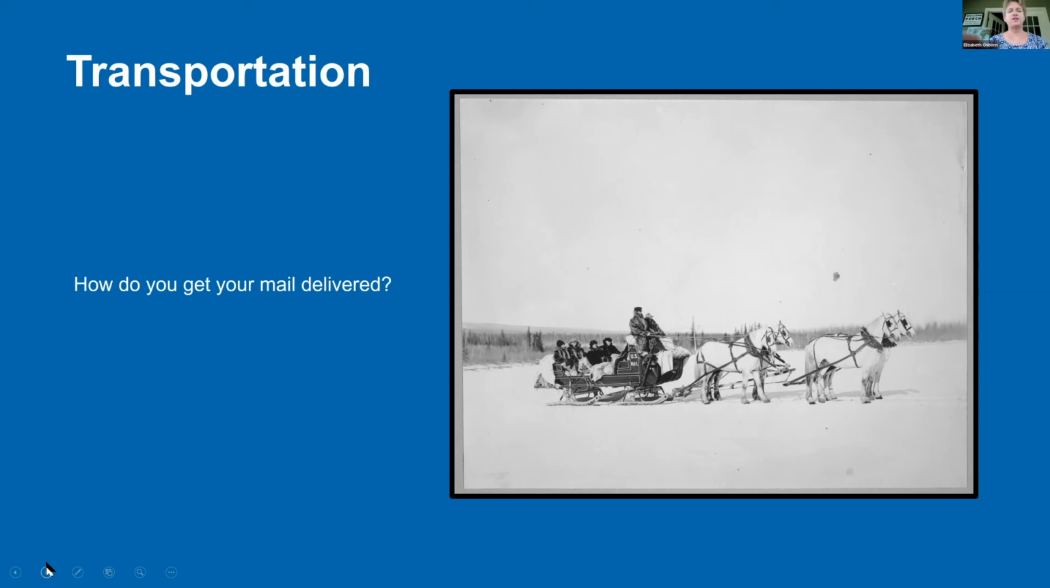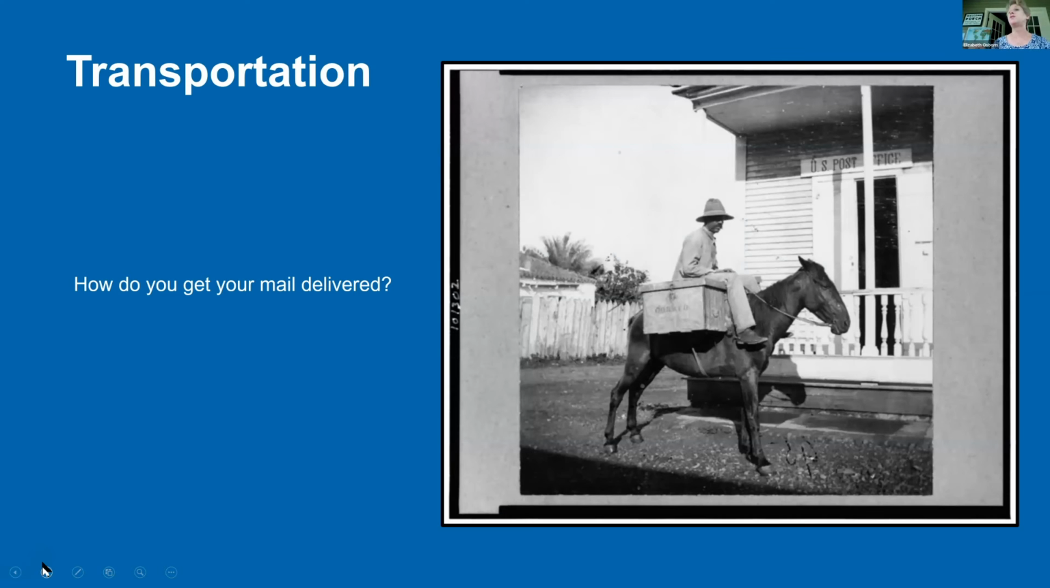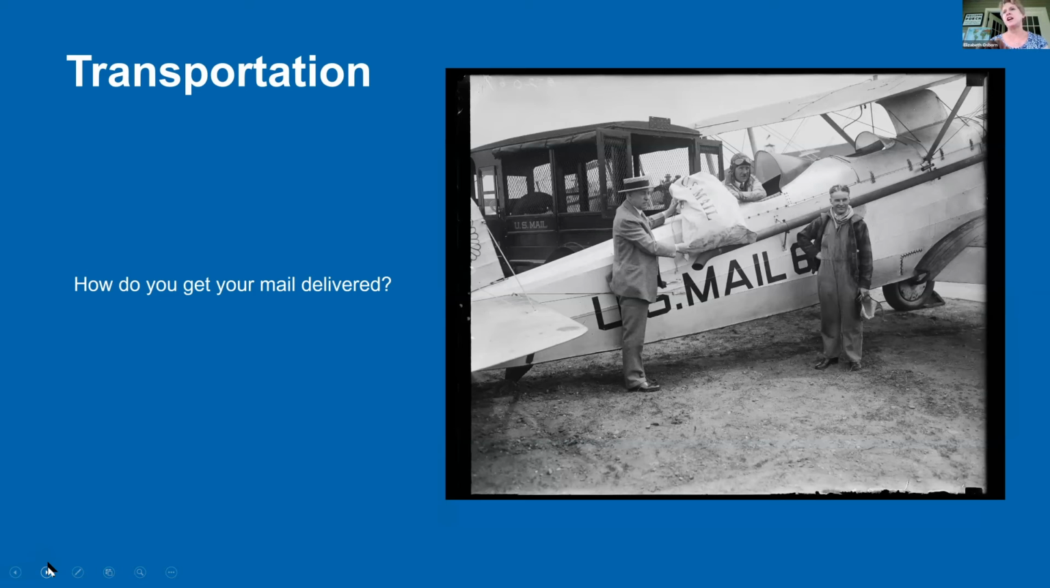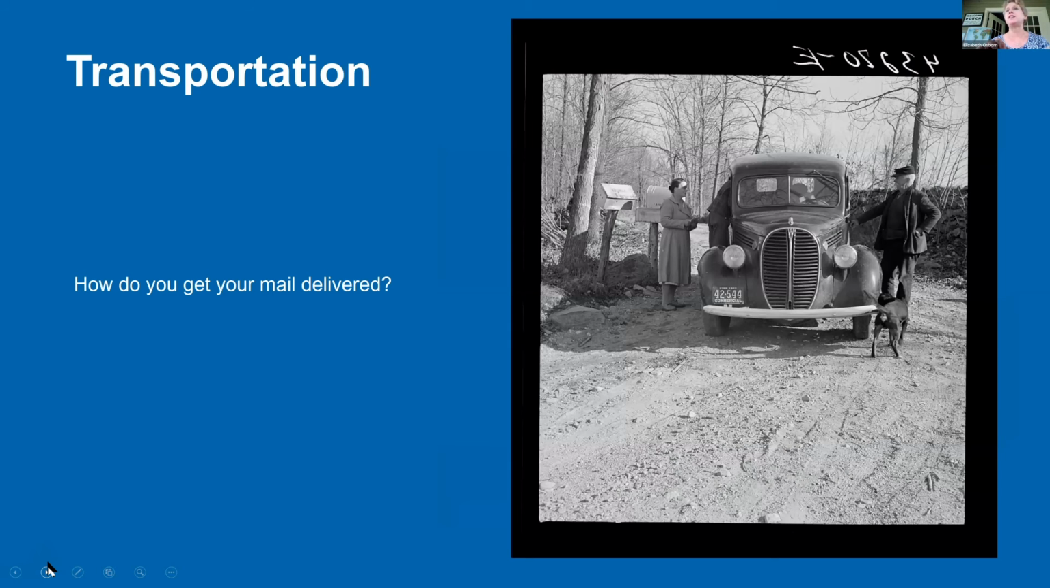So I've got just a few pictures here. We can zip through these quickly. And all these pictures are in the folder. So how do you get your mail delivered? This is a picture from Puerto Rico. Somebody's getting their mail delivered on a horse. Here's air mail. Sometimes air mail gets delivered by plane. And here, out in the country, is rural delivery.